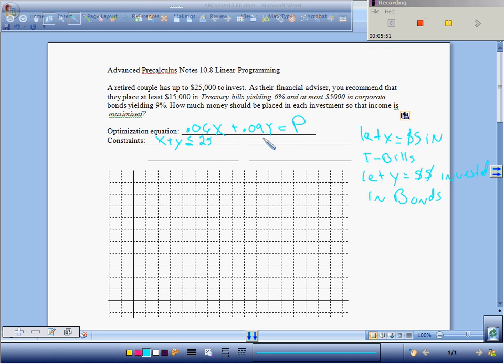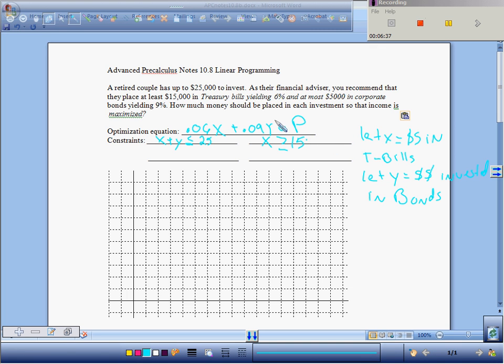And then I have another constraint, x. So you have to look at the next part. It says you recommend that they place at least 15,000 in treasury bills. So how would I write that? X is treasury bills, so x has got to be greater than or equal to 15,000. So that's another constraint. Whoops, I want 15 instead of 15,000.